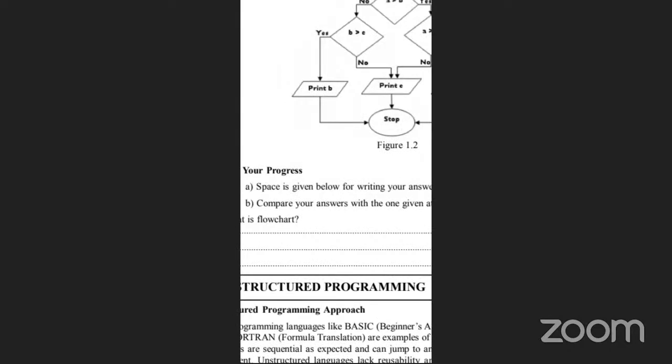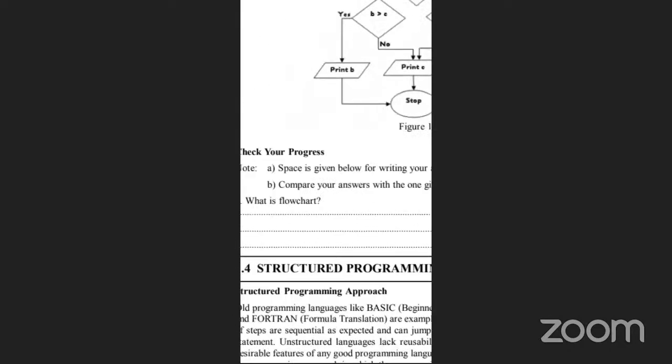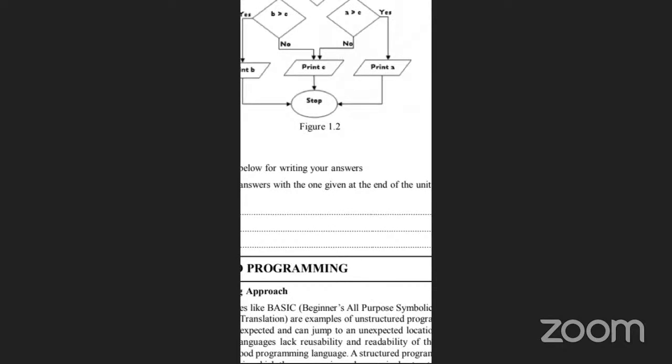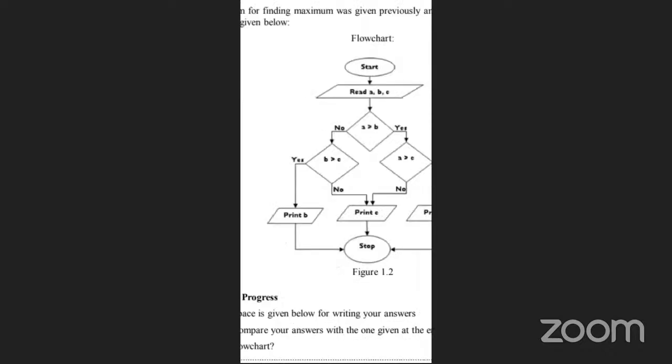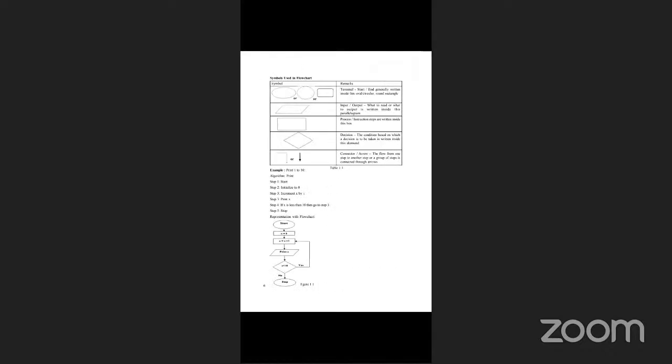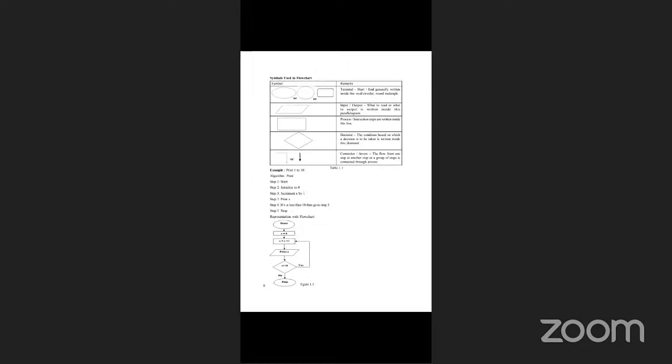Check your progress. Space is given below for writing your answers. Compare your answers with those given at the end of the unit. What is a flowchart? A flowchart can be defined as a graphical or pictorial representation of an algorithm with the help of different predefined symbols and arrows.